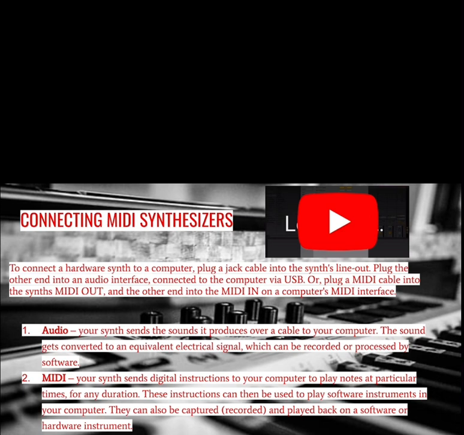Audio: your synth sends the sound it produces over a cable to your computer. The sound gets converted to an equivalent electrical signal, which can be recorded or processed by software. MIDI: your synth sends digital instructions to your computer to play notes at particular times for any duration. These instructions can then be used to play software instruments in your computer. They can also be captured, recorded, and played back on software or hardware instruments.